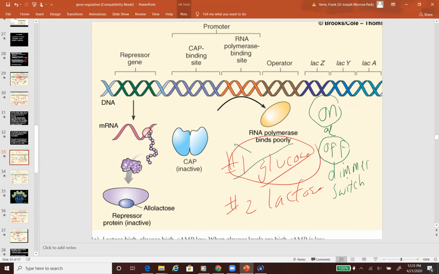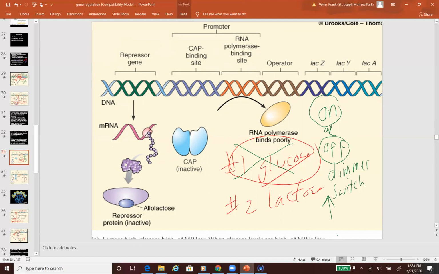What if glucose wasn't present? What if glucose was absent? Then the cell has to focus on the lactose. It's got to be better at breaking it down. So what the cell does then is increase the transcription rate of the genes to bring in and break down the lactose. In other words, it raises the dimmer switch.